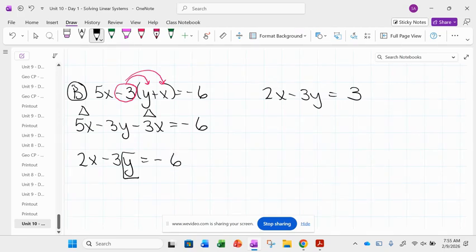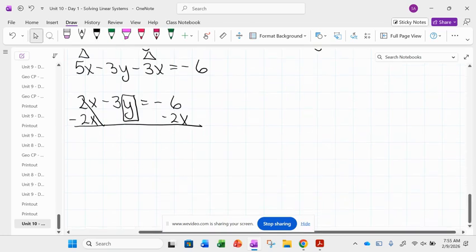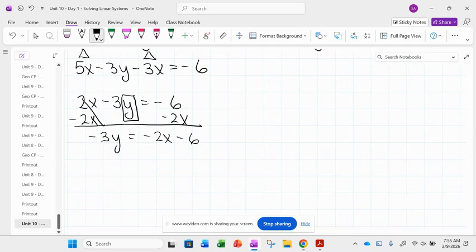I need to isolate the y. So I'm now going to subtract the 2x on both sides. So I have negative 3y is equal to negative 2x minus 6. My last step is to divide everything by negative 3. So we end up with y is equal to a positive 2/3 x plus 2.